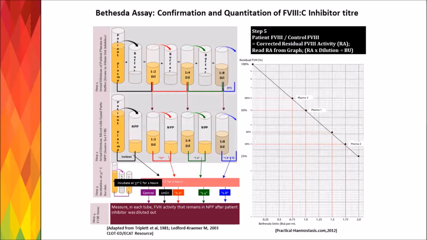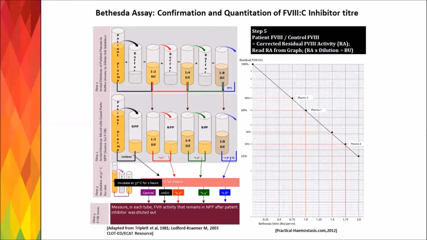So now going with the Bethesda assay, what is done over here? So you have the patient plasma. What is done is you make n number of dilutions of the patient plasma using a buffer: 1:2, 1:4, 1:8, and go on till 1:28 or more. Simultaneously, you take another rack of tubes in which you add normal pool plasma. Then add the patient's dilutions to this normal pool plasma in a 1:1 ratio.